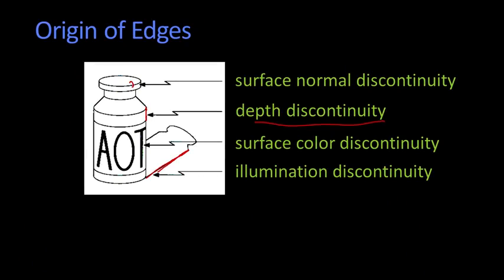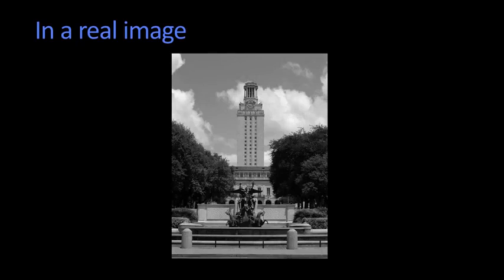And then finally, edges here can be due to color discontinuity. So we go from white to black on the same surface, same illumination, same shape and everything, but the reflectance is actually different. So that's what edges look like. We can look at them in a real picture.